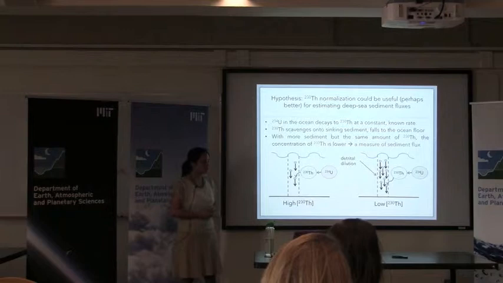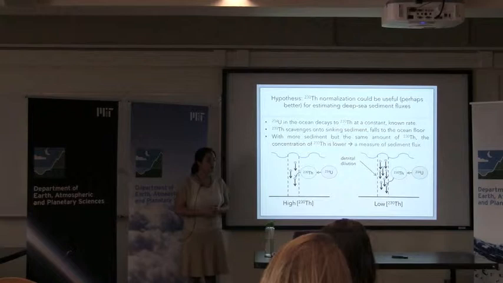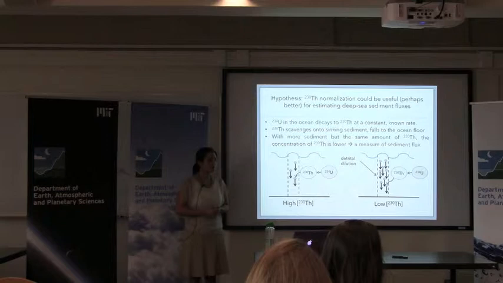234 uranium has a very long residence time in the ocean, on the order of hundreds of thousands of years. So it stays for a very long time, and the total amount is constant. 230 thorium, on the other hand, has a very short residence time in the ocean, on the order of 30 years. It essentially likes to attach to falling particles and be removed from the ocean in that way. And this is called scavenging.